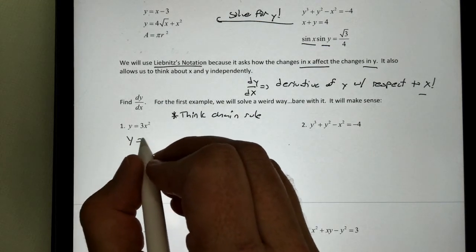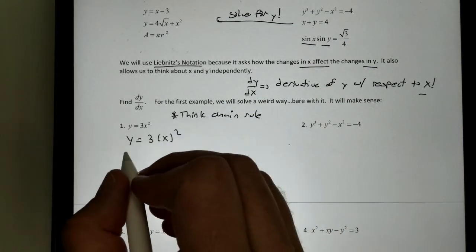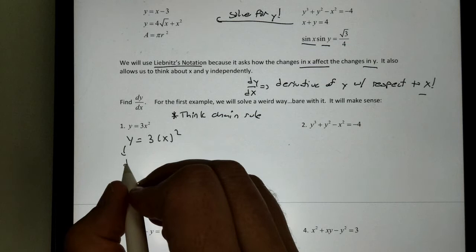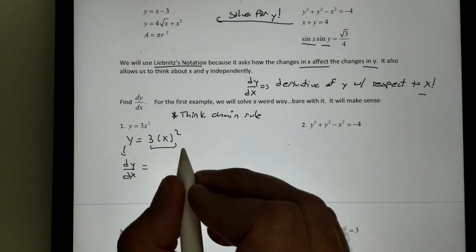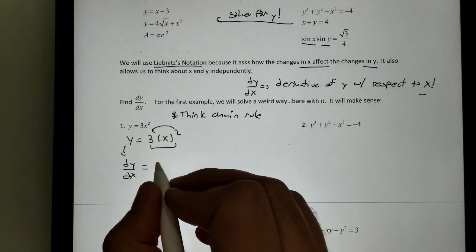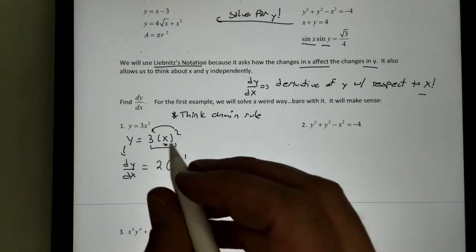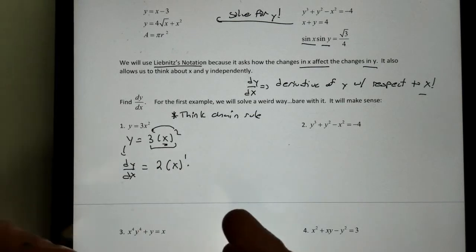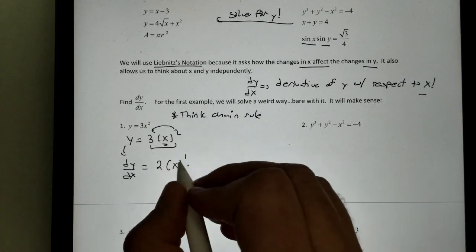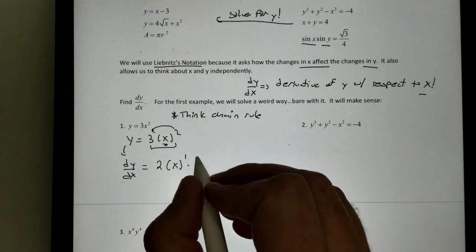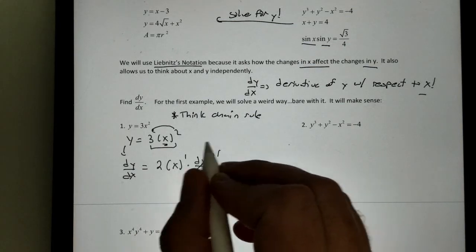I could write this as y equals 3 times x squared. So now I have an inside. So when I take my derivative, the derivative of y is just dy dx. But when I take the derivative here, I'm thinking chain rule. I drop my 2, I get 6, x to the first. And then what's the derivative of the inside? Well, that's just 1. But where does that 1 come from? Well, I'm taking the derivative with respect to x. So if I take the derivative of this with respect to x, we're just going to get dx, the change in x, which is just 1. We just don't ever write that.